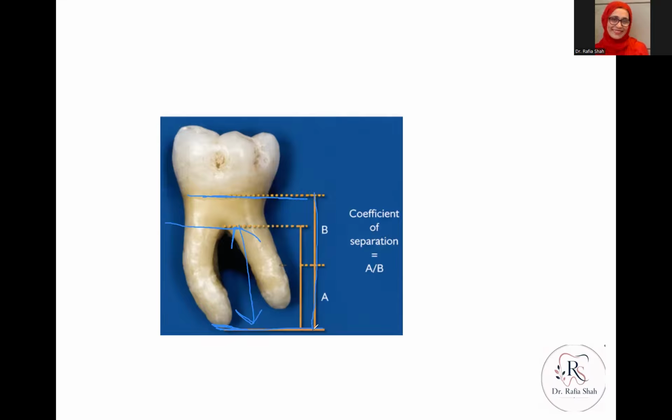These are two ways to see the coefficient of separation. This is called coefficient of separation. It is measured from the topmost part of the trunk till the lowest part of the root apex, denoted as B, and from the furcation fornix till the root tip, which is called A. When we divide them, A upon B, whatever digit comes will be your coefficient of separation. It means how much the roots are separated from each other.